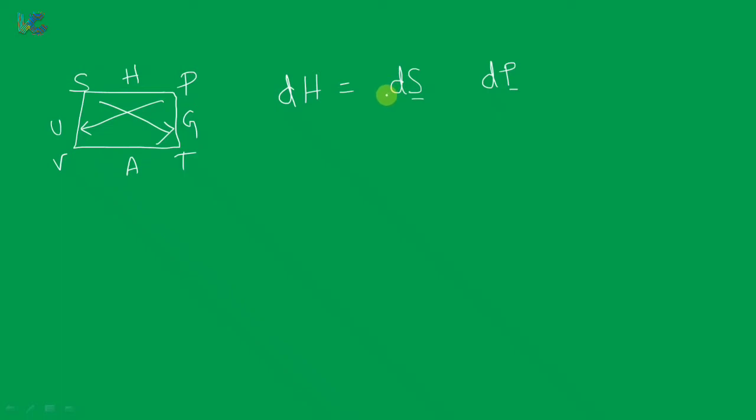Now how can we determine the sign? With respect to a variable, if the arrow is moving away, then it is a positive sign. With respect to S, the arrow is moving away, so there will be a positive sign, and with respect to P, the arrow is moving away, so there will be a positive sign. When the arrow moves away from S, it moves towards T, so there will be a T here. When it moves away from P, it moves towards V, so this is V.